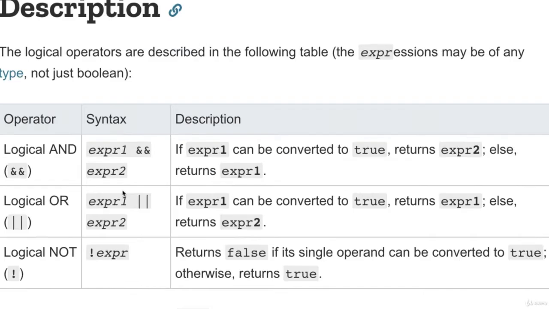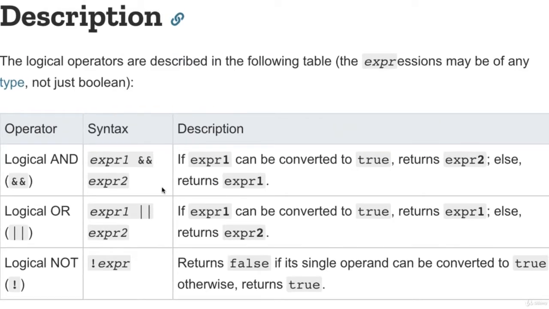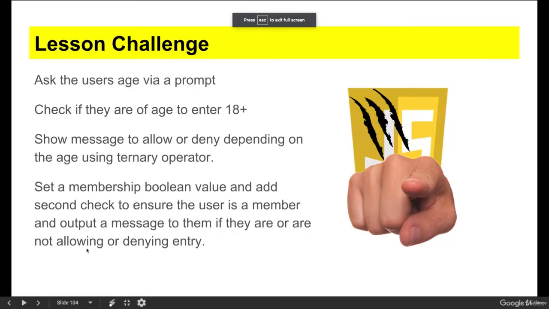So there are some great examples here, and more explanation about how you can utilize these within your code as well. We have an exercise challenge for this lesson where we're going to ask the user their age via prompt and check to see if their age is over 18. If they are, we show them a message to allow, or deny if they are less than 18. We're going to use a ternary operator for that.